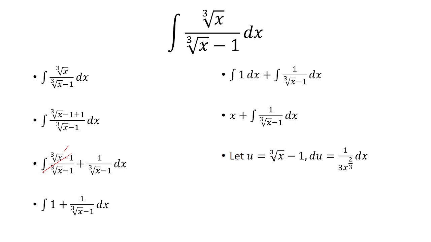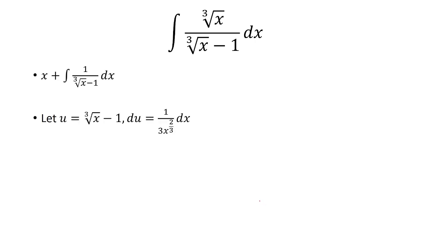Let's let u equal the cube root of x minus 1. Du then is just 1 over 3x to the 2/3 power dx. So this is similar to the first way we solved the integral. So multiplying both sides by 3x to the 2/3 power, we get 3x to the 2/3 du is equal to dx. We want to rewrite everything in terms of u.